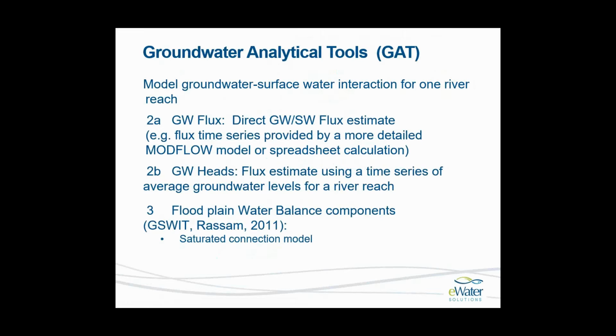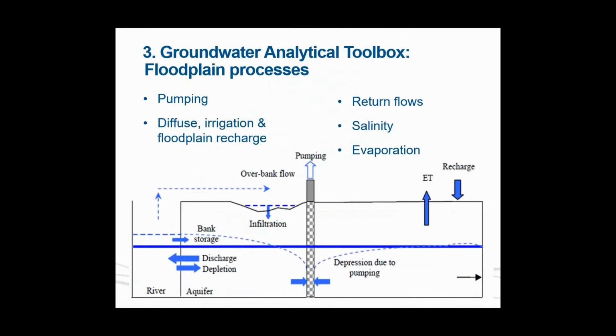We also have, as I mentioned earlier, this floodplain water balance components tool, and I'm going to talk about the saturated connection model that uses these water balance components. The components that are available are things like pumping from the groundwater system near the river, also evapotranspiration from vegetation on the floodplain, and recharge from rainfall or from irrigation into the groundwater system on the floodplain.